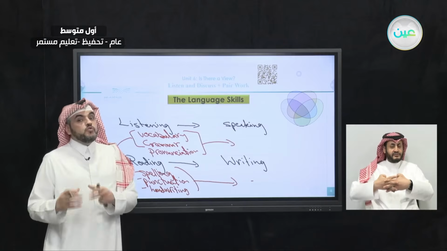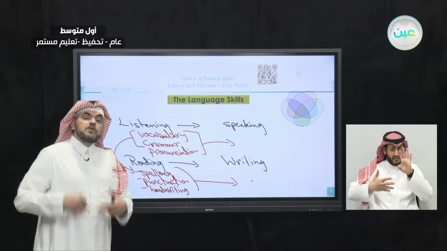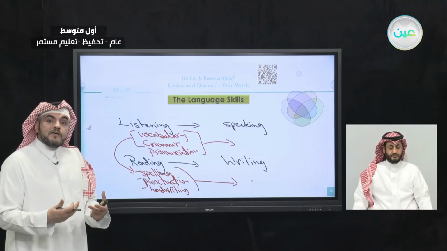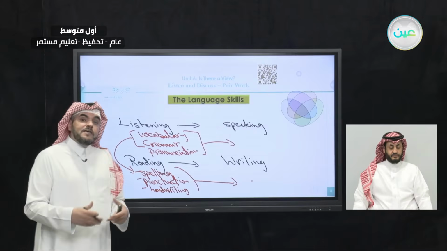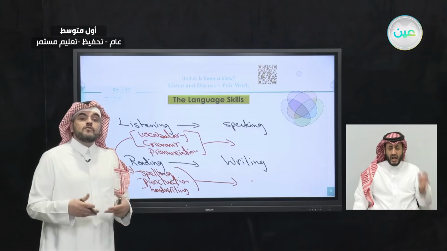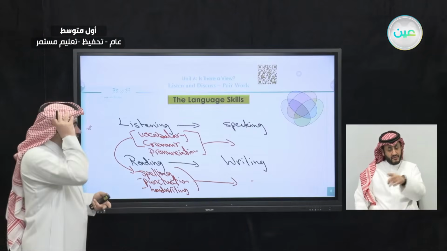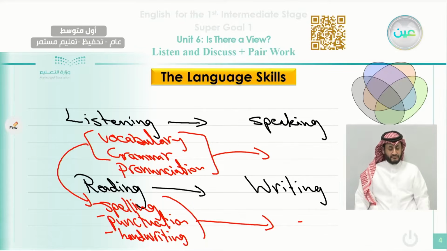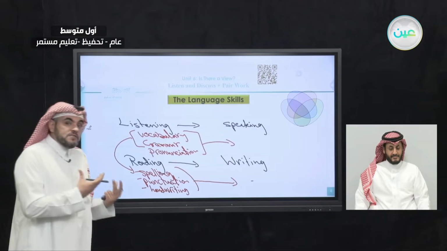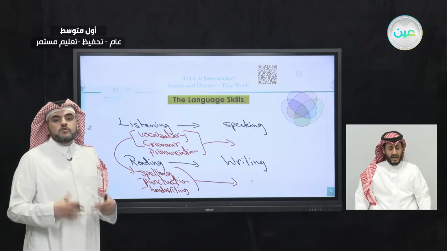That means when you study listening, for example, you will improve your reading, and when you listen a lot, that will improve your grammar and your vocabulary. That will impact the other skills. It will affect positively your speaking, your reading, and your writing. So to sum up with this slide, you have to practice all the time.